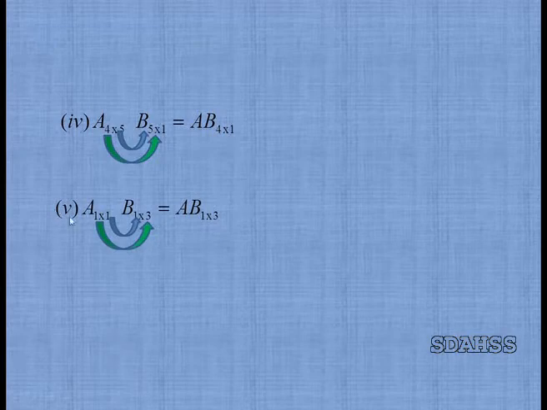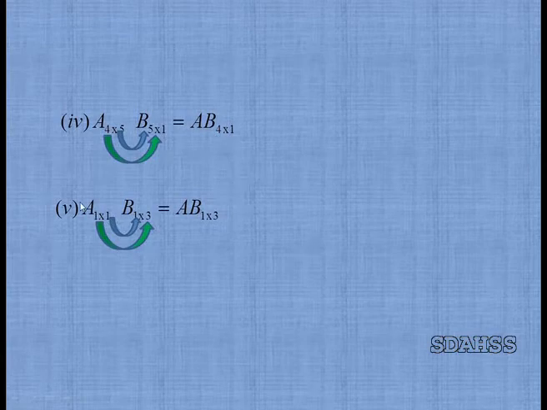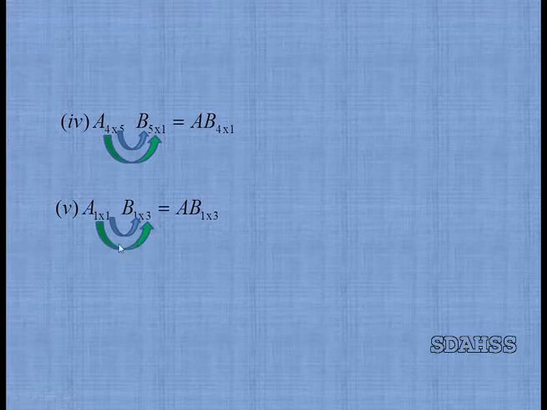Subdivision 5. A's order is 1 cross 1 and B's order is 1 cross 3. In A, the number of columns is 1 and in B, the number of rows is 1. Both are the same, so AB's order is 1 cross 3.